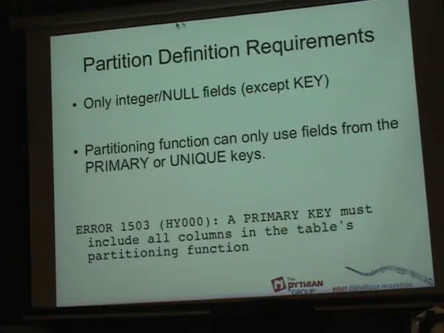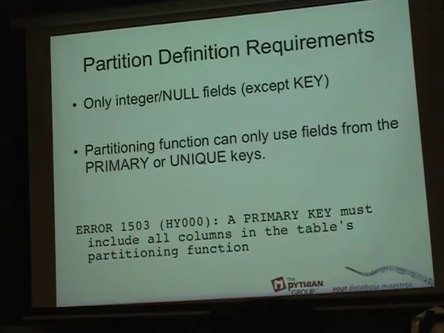The partitioning function can only use fields from the primary or unique keys, which means any field that you use in that partitioning expression has to be in the primary key. And it's not that it has to be in either a primary key or any unique keys. It has to be in the primary key. If there is no primary key, it has to be in unique keys. So if you have a field that's in a unique key but not a primary key, you still can't use that for partitioning. We'll go through more examples later, so if you have questions, you can ask now or later.